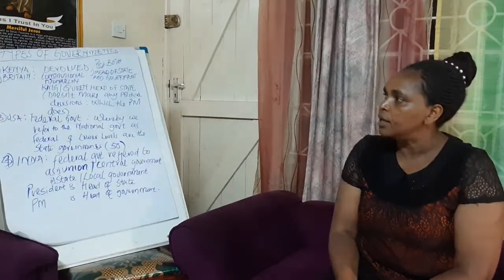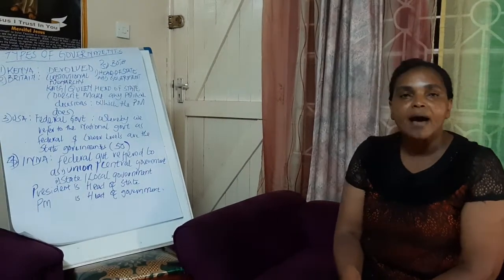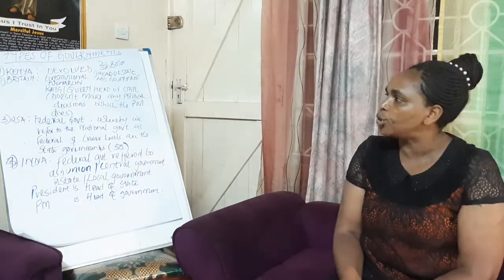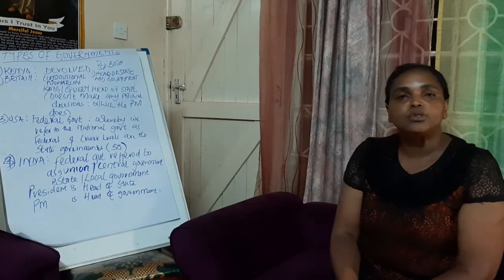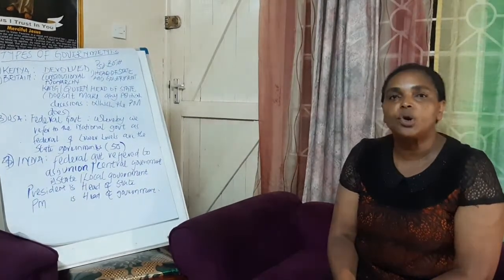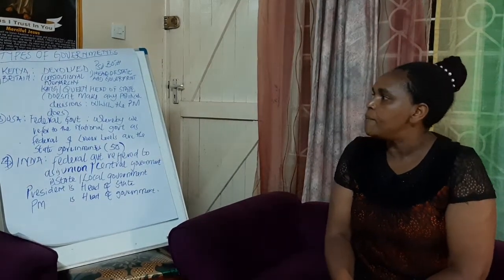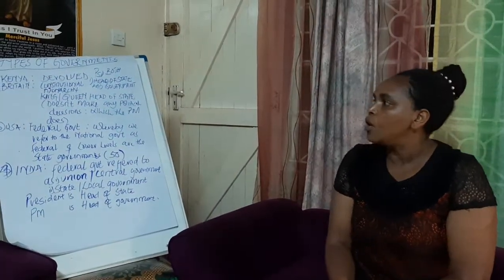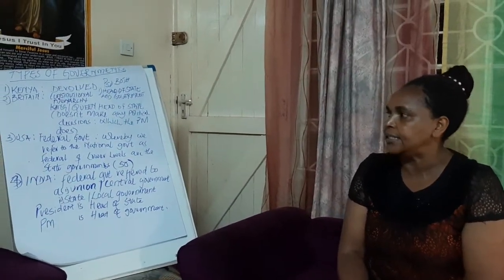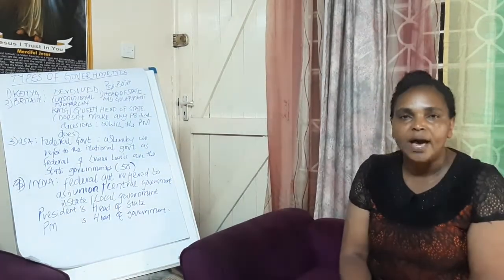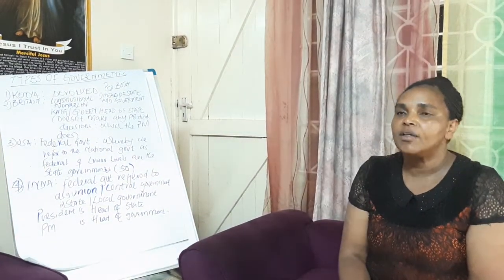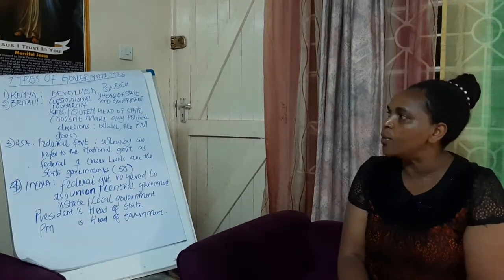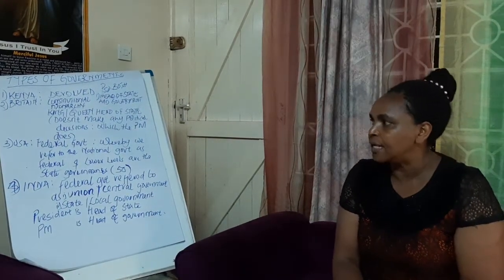In Britain, we have what we call a constitutional monarchy. This is whereby we have the traditional king or queen being the head of state, and we have a prime minister who is the head of government. The 2 work together to run and manage the government. So in Britain, we have a constitutional monarchy.